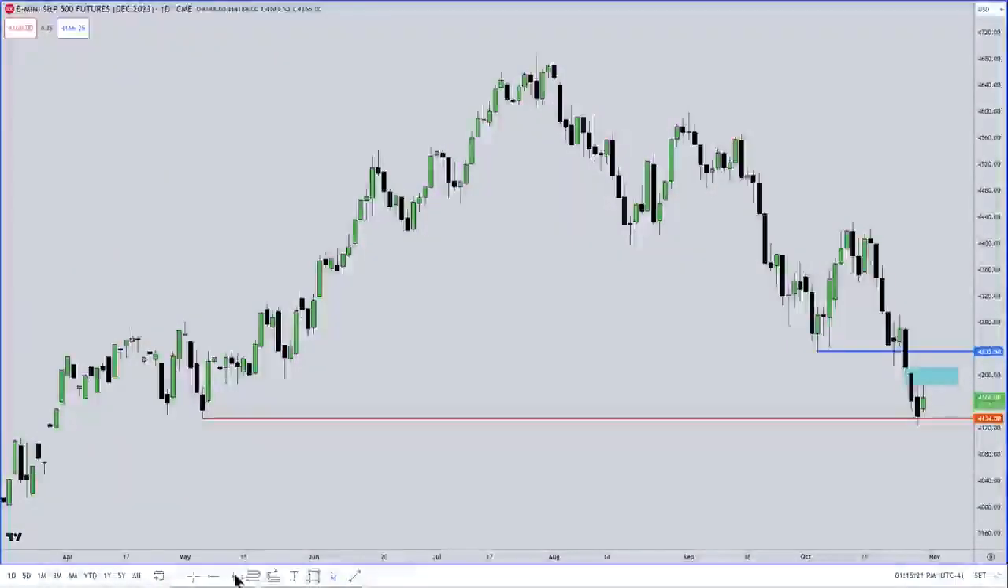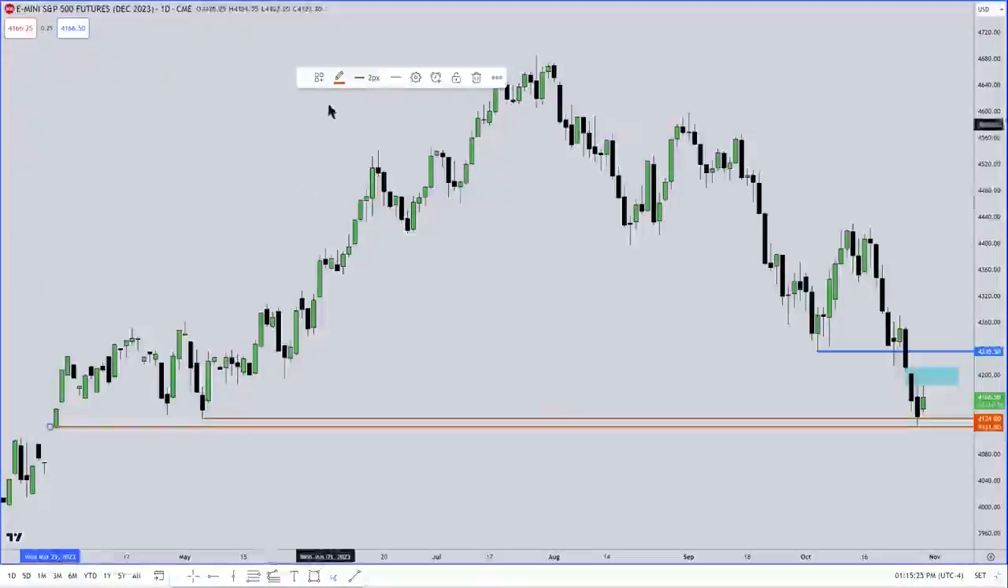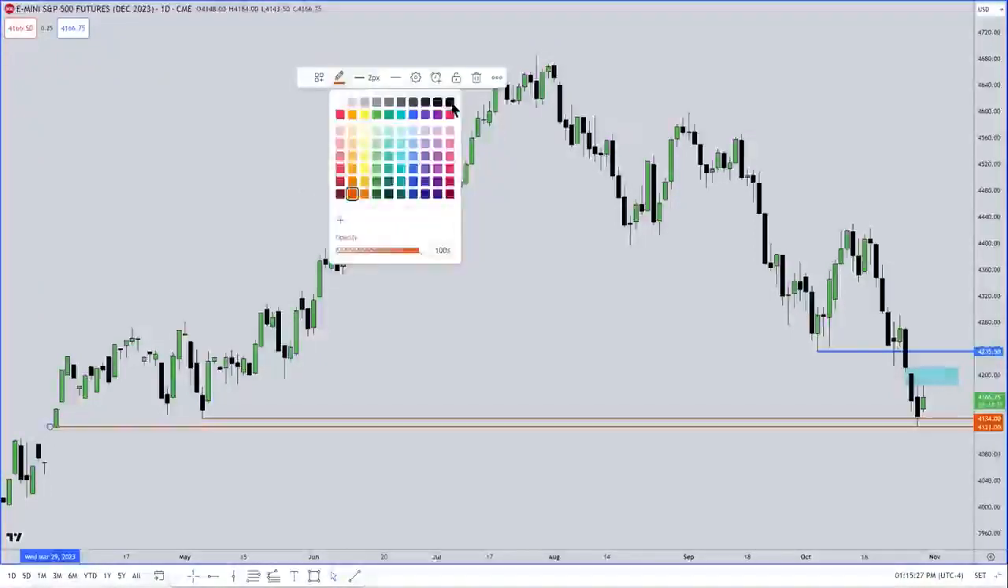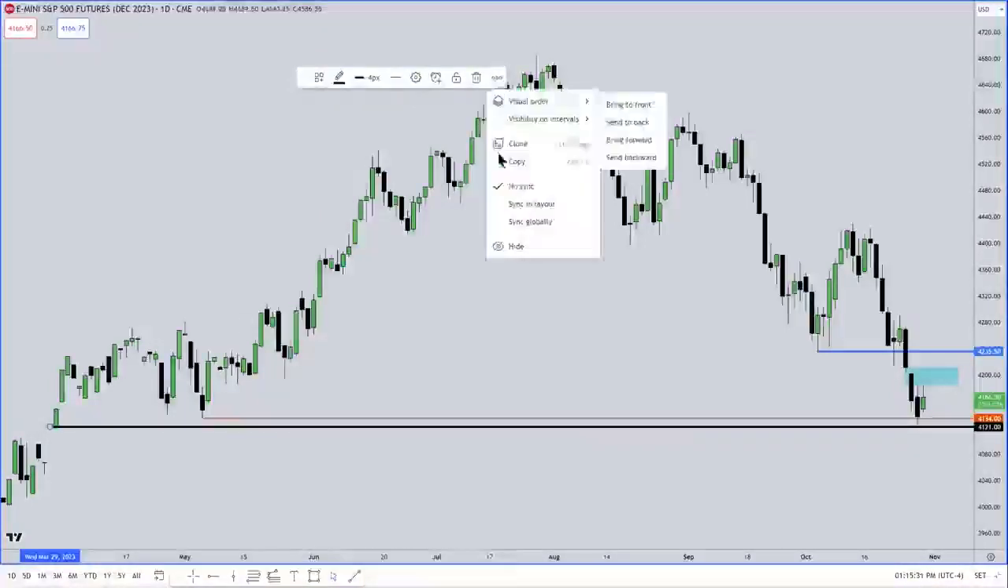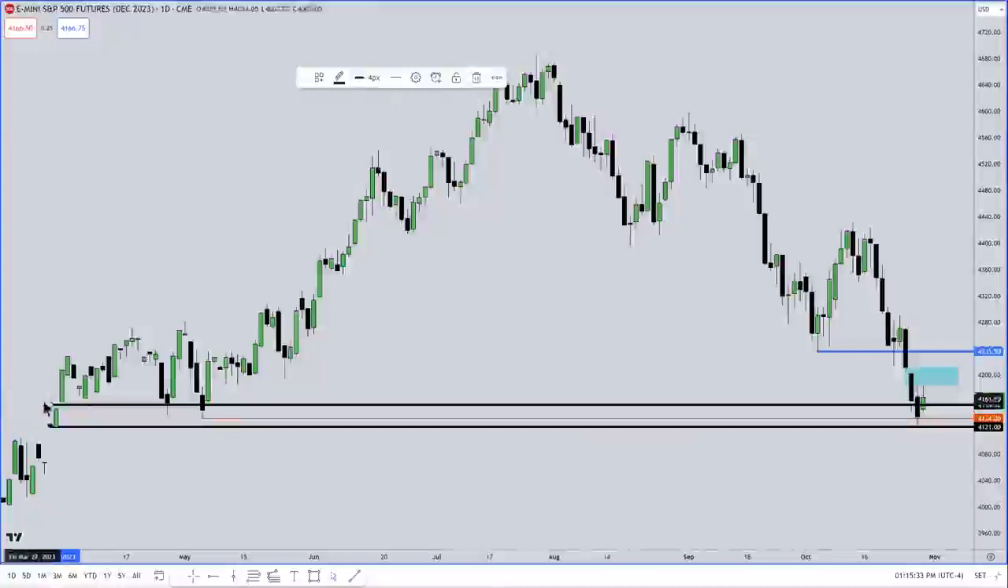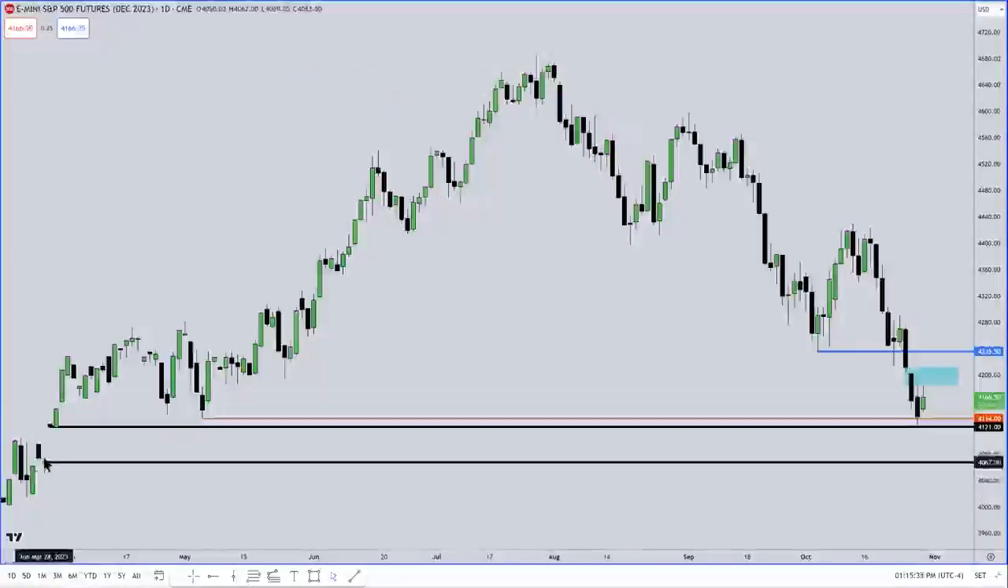That, friends and neighbors, this is a real liquidity void. There is no wick, no tail, no body. That is a real liquidity void.